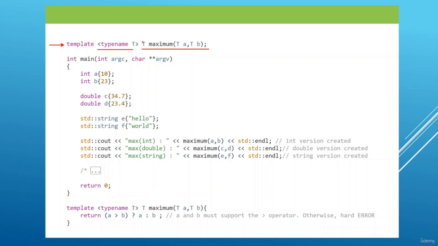You see that T is in the return type here. It's in the parameters that we pass to the function. And because it is the same character here, all these things have to be of the same type. The return type, the first parameter, the second parameter, they have to be of the same type.